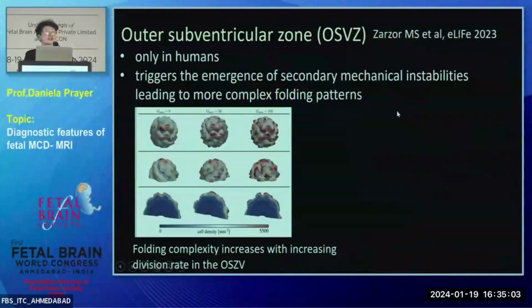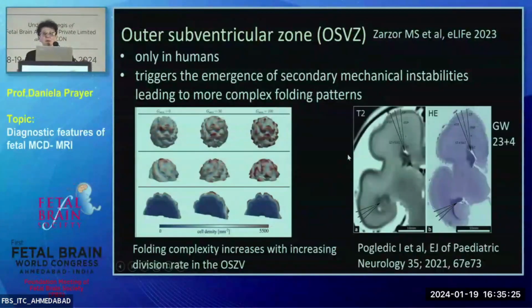Now, is there a zone that is similar and that triggers secondary mechanical instabilities that lead to more complex folding patterns? Yes, there is a zone. It is the outer subventricular zone, and it only exists in humans. And you will say, well, and how do we look at that? Well, Ritsuko already showed that you can see it, and we are on our way to visualize it with the help of MRI based on our postmortem findings at the moment.